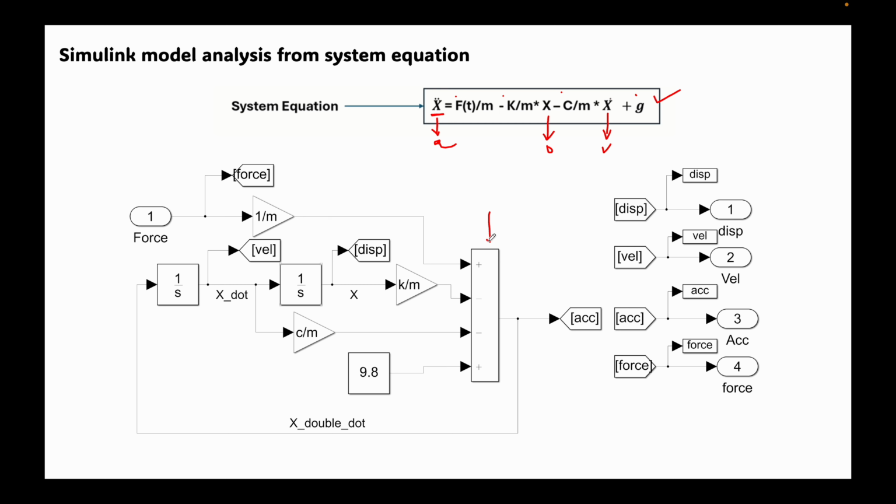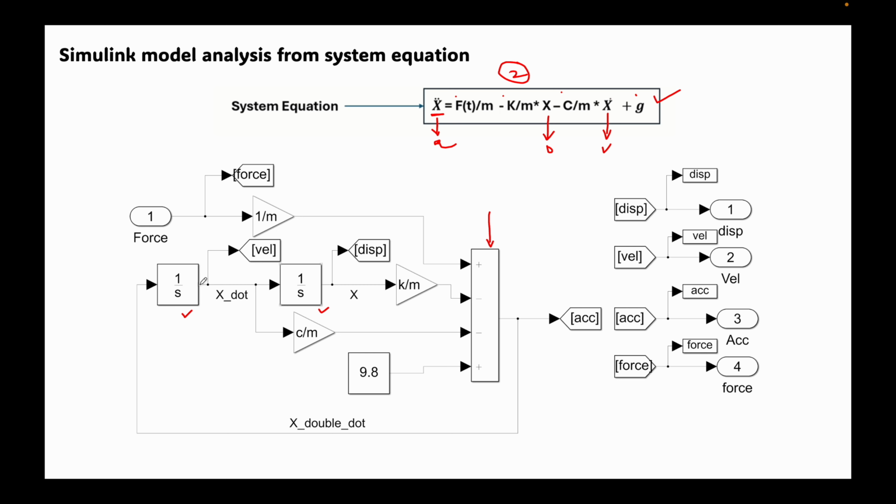Whenever you see any equation, first create an add block with the number of algebraic operations that are there. Next, we need to know what is the order of the system. In this case, the order of the system is 2. As the order of the system is 2, we need to have two integrator blocks to design this particular model. So the next step is to have integrator blocks added to the Simulink model.